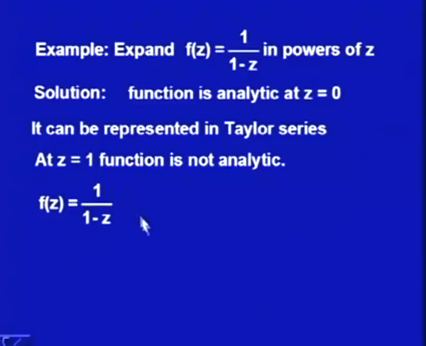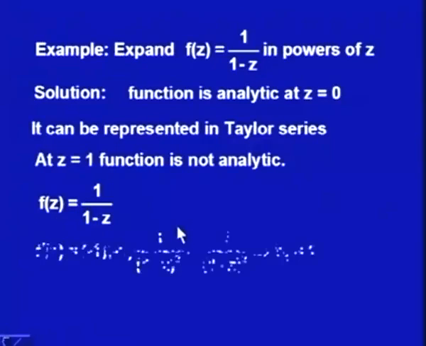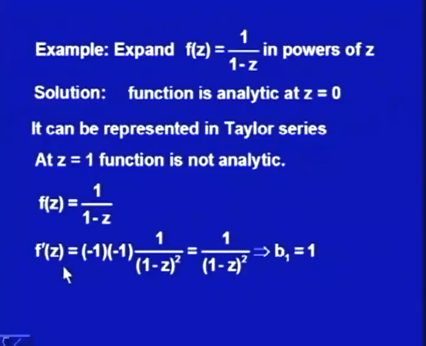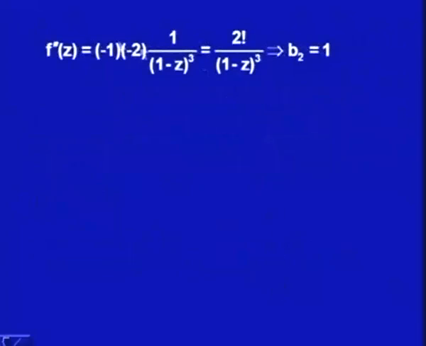Then if we write f(z) = 1 over 1 minus z, then f'(z) comes out to be minus 1 into minus 1 multiplied by 1 over (1 minus z) square. So, we evaluate the derivative at z equal to 0 and b1 comes out to be 1. Similarly, for the second coefficient b2, we have to evaluate the second derivative at z equal to 0.